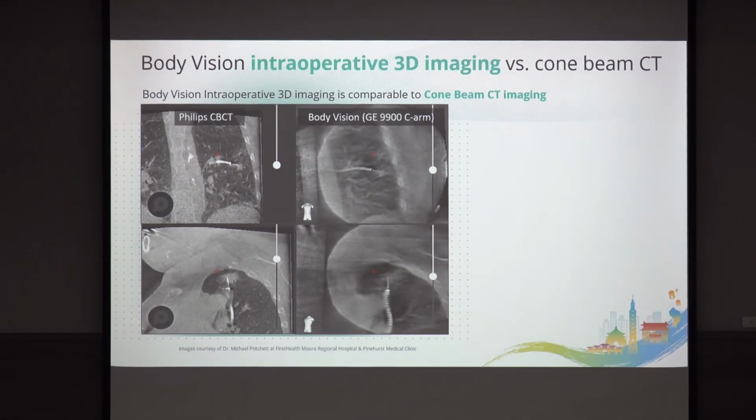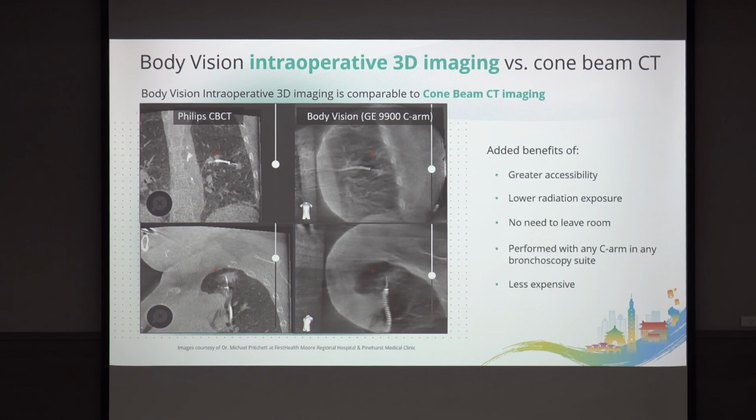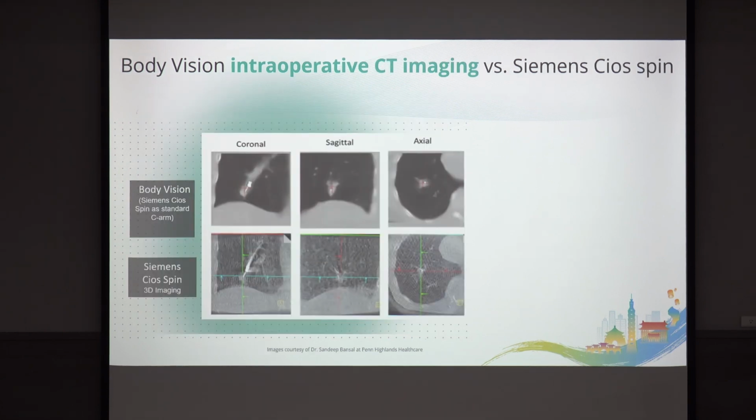This is intraoperative 3D imaging versus a cone beam CT. Here's your Philips cone beam CT image on the right, and here's a Body Vision image, same patient, same lesion, and you can see the imaging between the two. The benefits of this are lower radiation, right? If you're doing less of a sweep, you're getting lower radiation exposure. You don't need to leave the room. It can be used in your bronchoscopy suite, like I said, and it's less expensive than a lot of these cone beam machines that are out there.